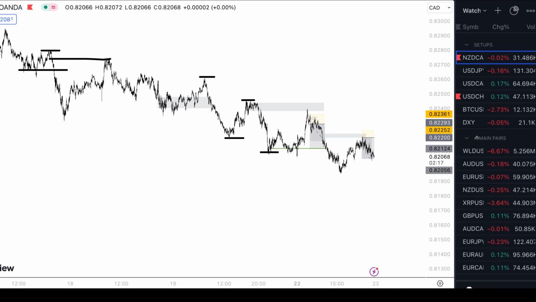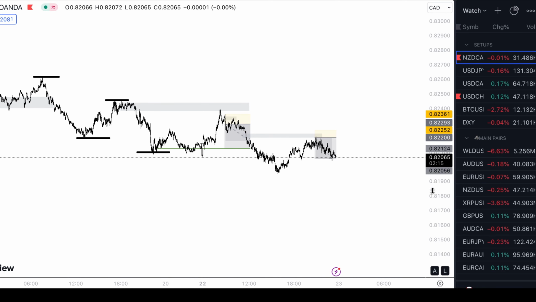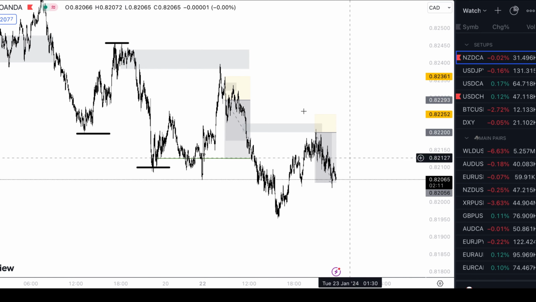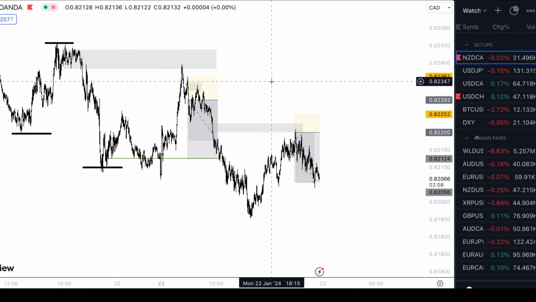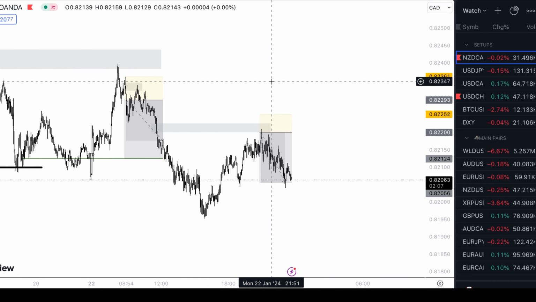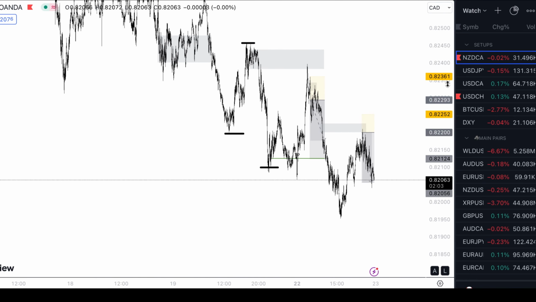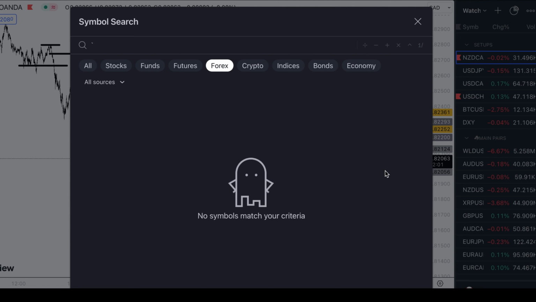Structure in supply and demand, and I basically want to go over how I won these two trades here and show you guys some of the steps that I took to get these trades. So the first step is to understand the pair you're trading and also understand market structure.